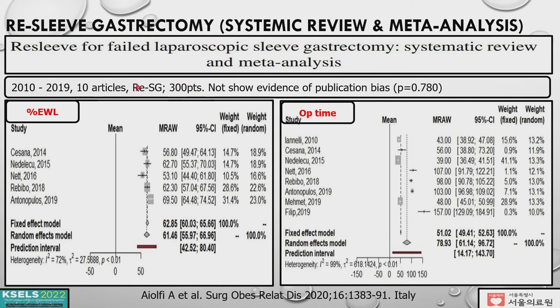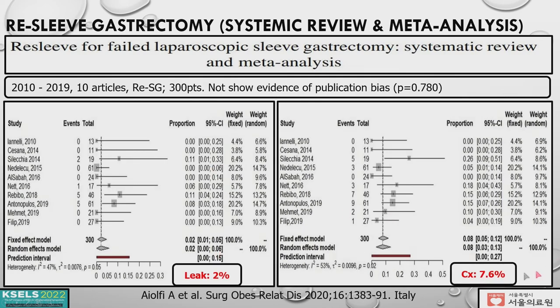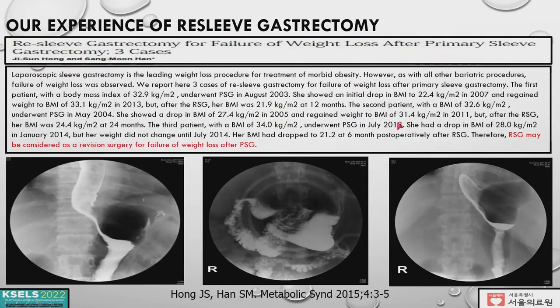The excess weight loss after the re-sleeve is around 60%, and the operation time in the random effect model is 78 minutes. The overall complication rate is 6.6%, and the leak rate is 2%. They conclude in this article that re-sleeve gastrectomy is effective and feasible as an option after failed primary sleeve.